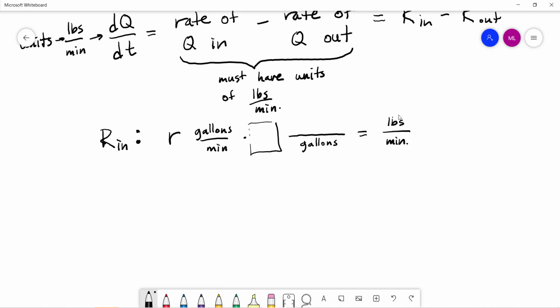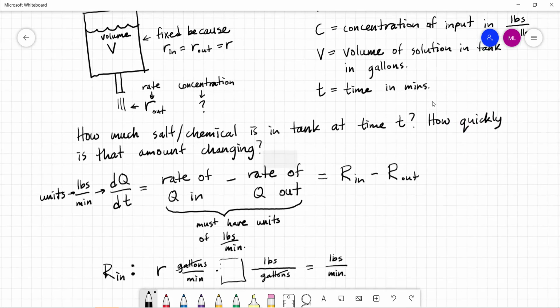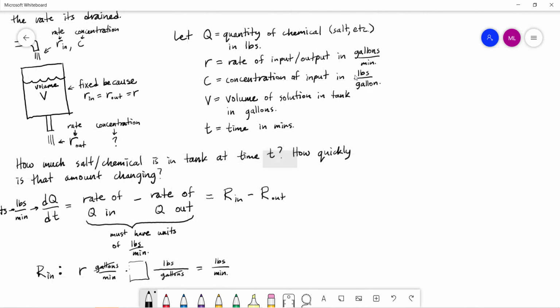To get the pounds in the numerator, I must need pounds in the numerator here. So if I multiply gallons per minute times pounds per gallon, I should wind up with cancellation of those two terms and get the correct units of pounds per minute that we're looking for. But which of our quantities had units of pounds per gallon? Come back over here. Well, that's the concentration of our input.